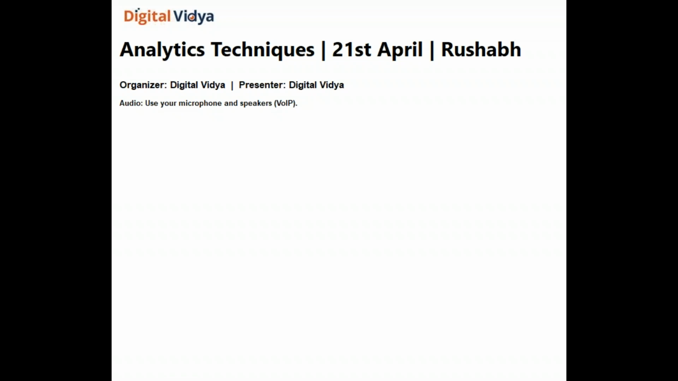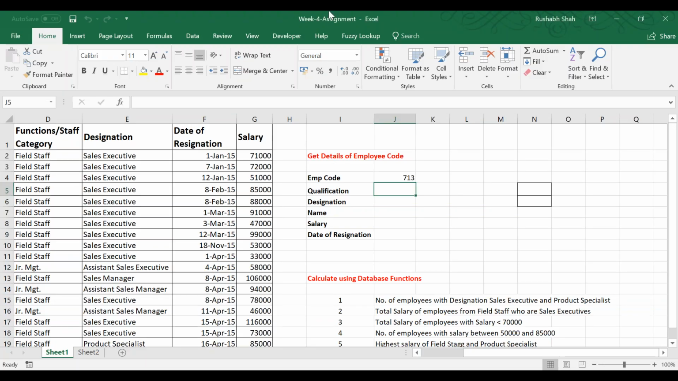All right, let's begin solving the assignment first. Anyone would like to share the first answer? So what is the question saying? Get details of the employee code. Oh, sorry, I didn't share my screen. What is the first answer? How do you get the qualification and all the other details based on the designation? Answer is fine, but what is the formula?